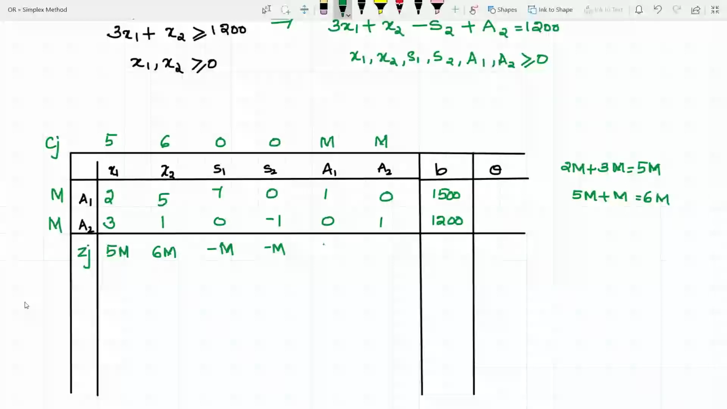You have m. ഇവിടെ m വരും. ഇവിടെ എന്താ വരിക? 1500m plus 1200m. You have 2700m. We have here 2700m. So a1, a2 വെച്ച് കിട്ടുമ്പോൾ 2700m കിട്ടും.